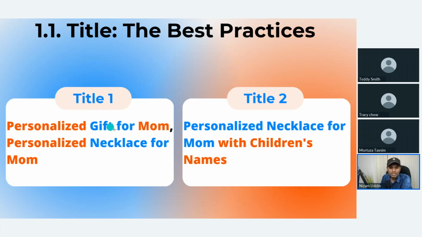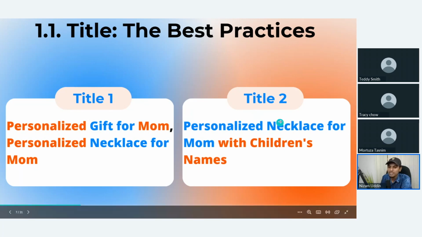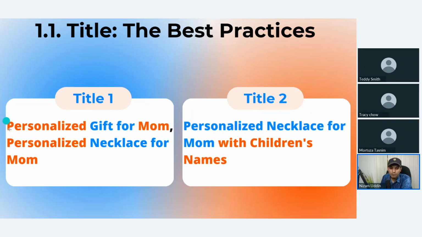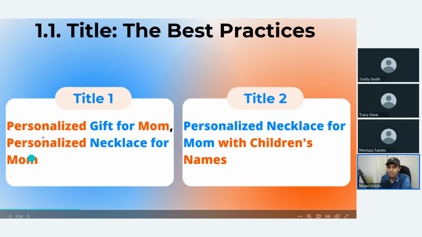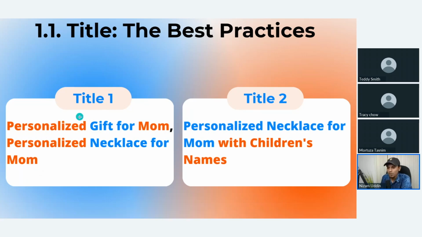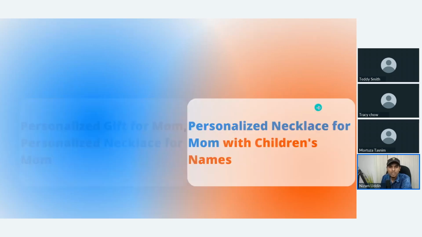In the first title, we can see personalized gift for mom. Here is a very good keyword, and again personalized necklace for mom, two important keywords. And in the second version, you can see personalized necklace for mom with children's names. When we compare these two titles, this title has keywords and at the same time it is reader friendly. So we should actually go with this title. Here you can see that we repeated the keywords personalized and personalized, mom and mom. So this is an example that we can follow when we prepare our title optimization. Moving forward, now let's talk about the description.